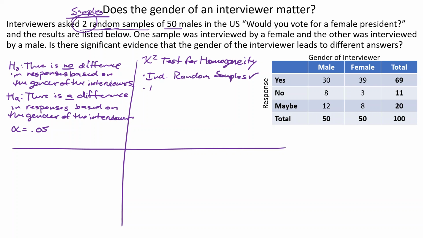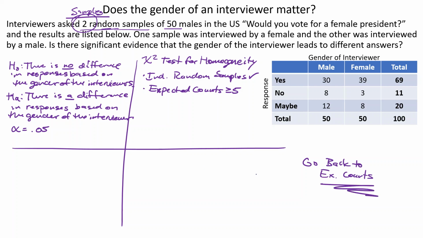And let's see, the expected counts, we're going to need to check those. They need to be greater than or equal to 5, so don't forget to go back to the expected counts. I'm going to write myself a note down here so I remember, once I get back to the conclusion, to go back and do the expected counts.